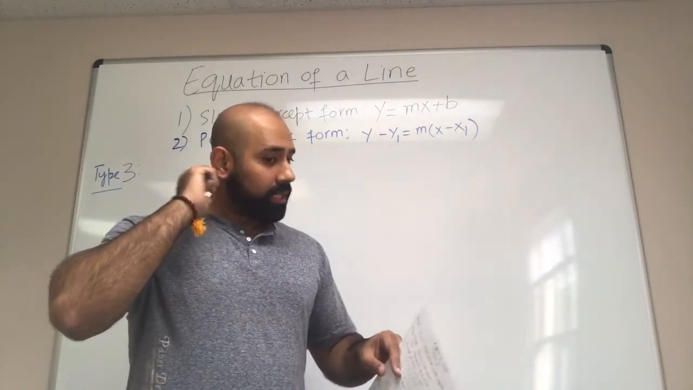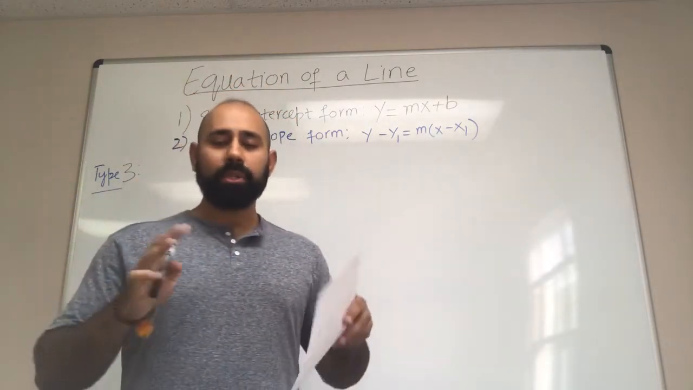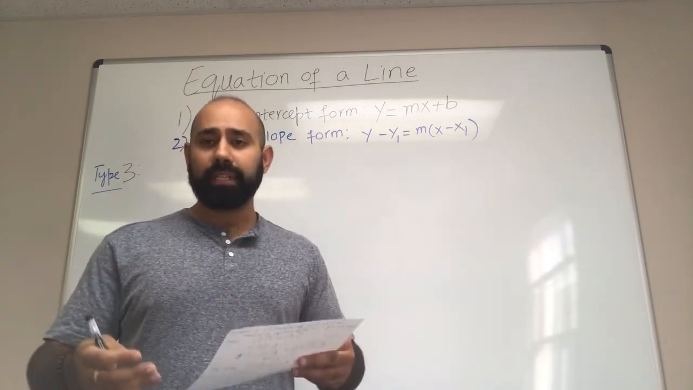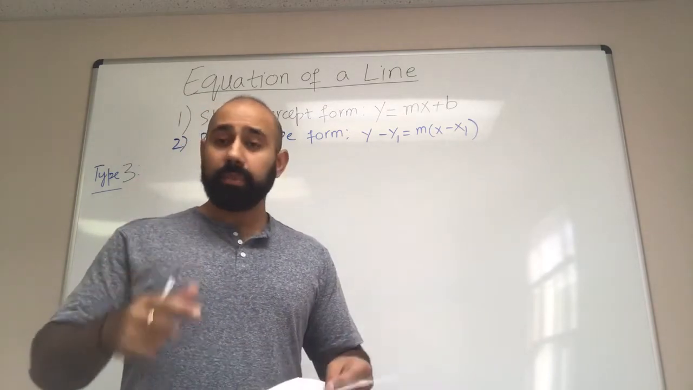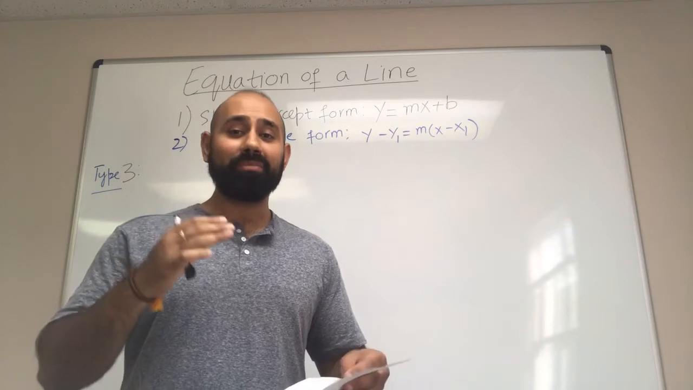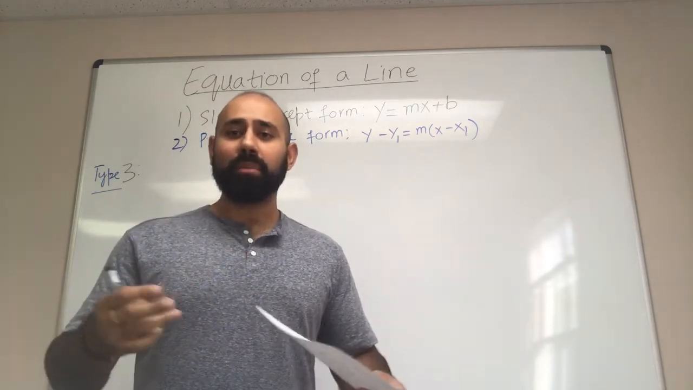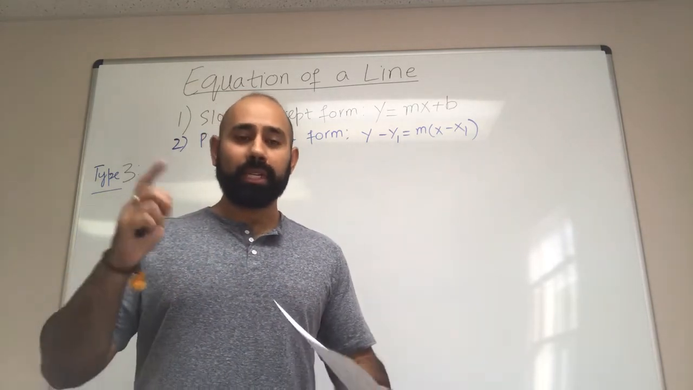So in the last video, we talked about two types and two examples of writing an equation of a line. In this video, we're going to talk about type 3 and type 4, which basically means two more examples. So let us start with type 3.